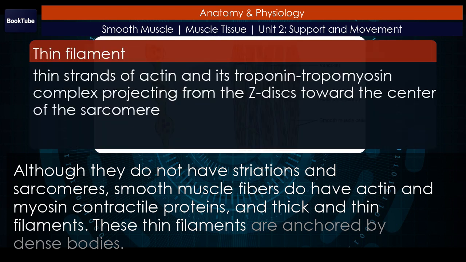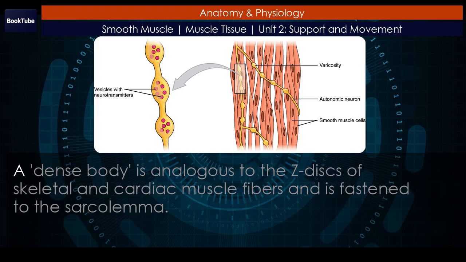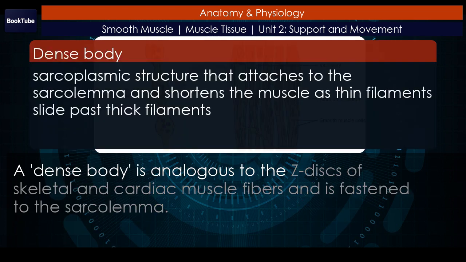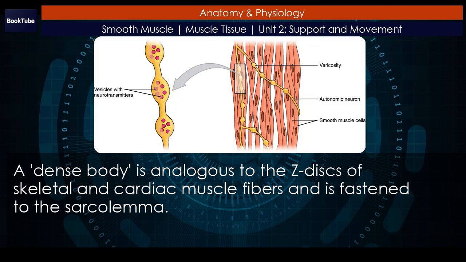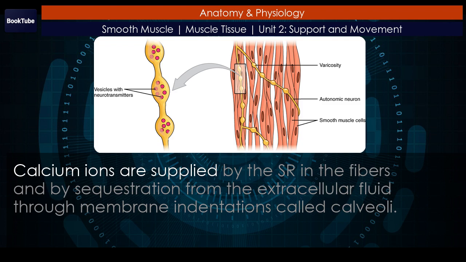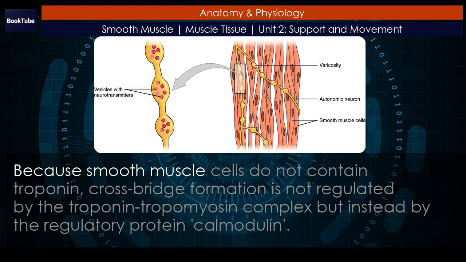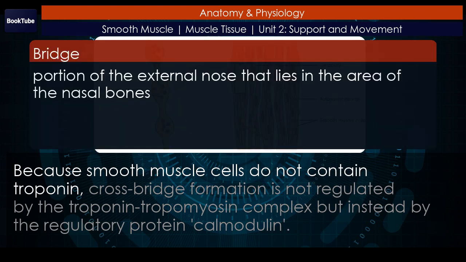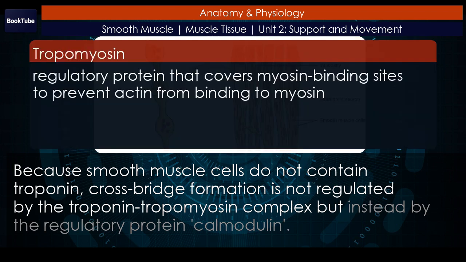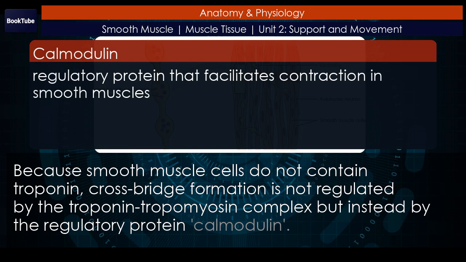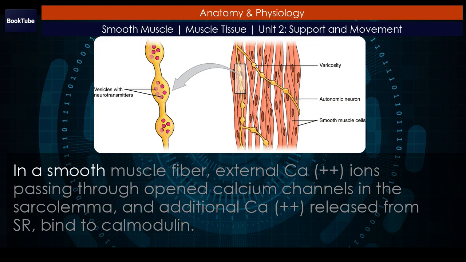These thin filaments are anchored by dense bodies. A dense body is analogous to the Z-discs of skeletal and cardiac muscle fibers and is fastened to the sarcolemma. Calcium ions are supplied by the SR in the fibers and by sequestration from the extracellular fluid through membrane indentations called caveolae. Because smooth muscle cells do not contain troponin, cross-bridge formation is not regulated by the troponin-tropomyosin complex but instead by the regulatory protein, calmodulin, in a smooth muscle fiber.